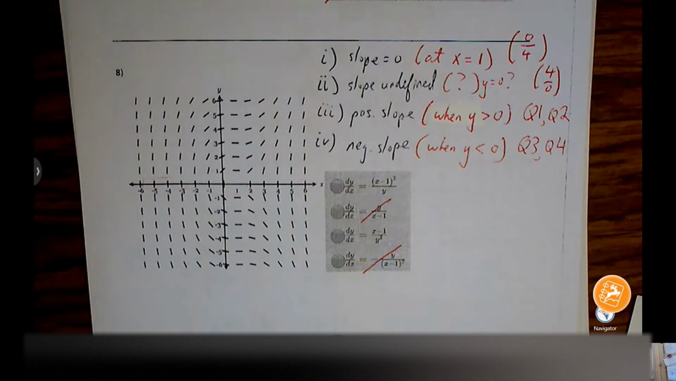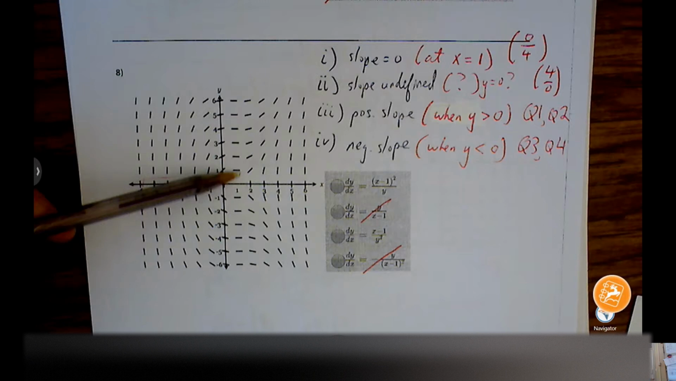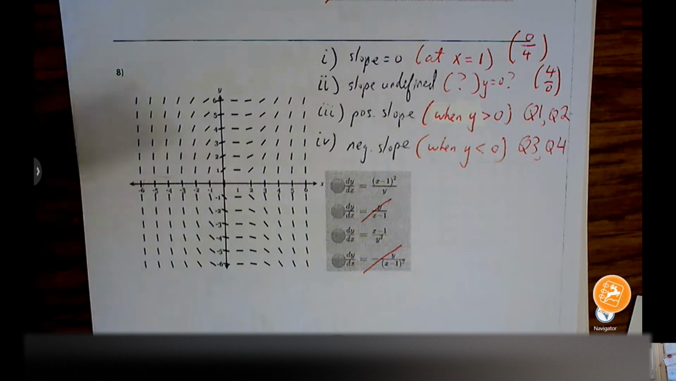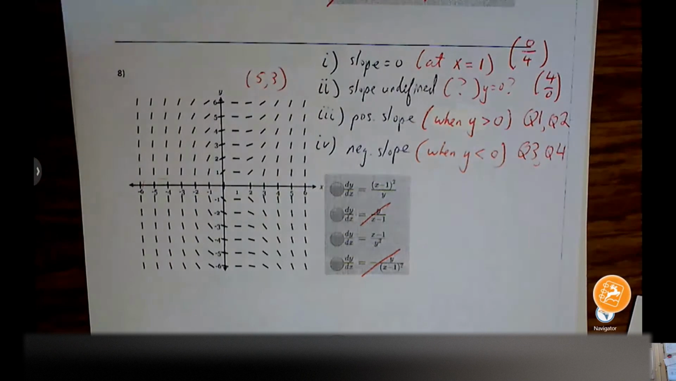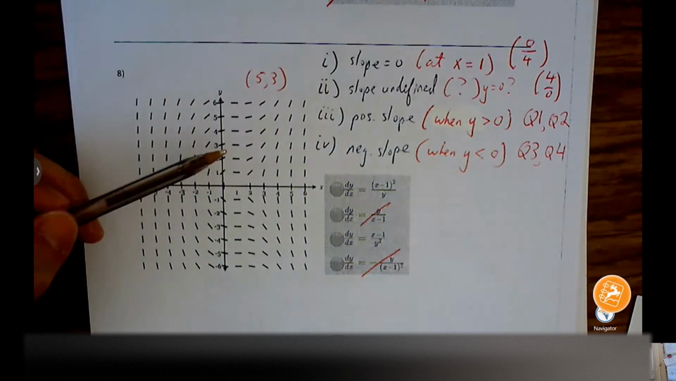I just picked 1, 1. Okay, I wouldn't choose 1, 1. Choose a number so it's more obvious. Yeah, because 1, 1, it looks like slope 0, right? So pick a point that is obviously a positive slope. I could do 5, 3, or 5. Yeah, 5, 3, yeah, that works. So that means 5, 3 should give you positive.